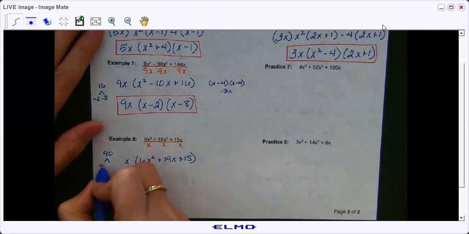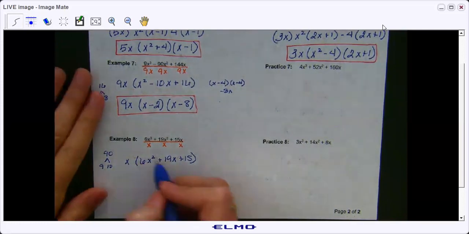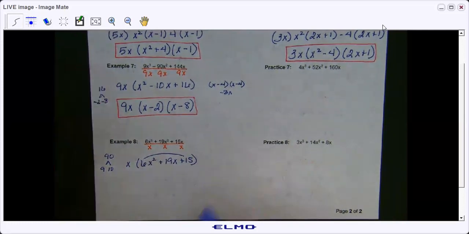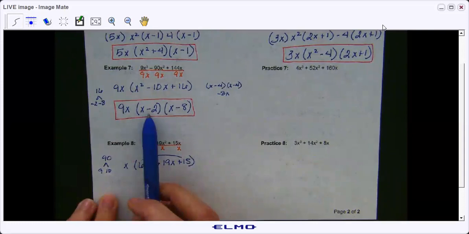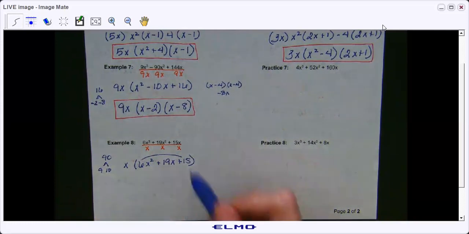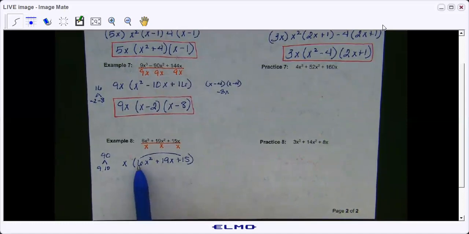9 and 10. Now, how do you get 9? 6 times 15. We're going back to the very beginning. So it's 9 and 10, but we can't put it in parentheses like we did up here. Why can't we do that? What's different with this trinomial than with this one? Yeah, there's a coefficient here other than 1.